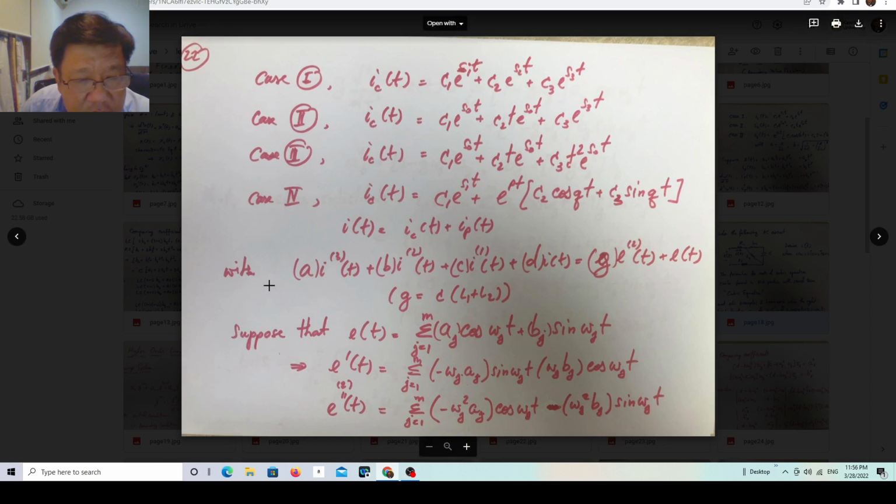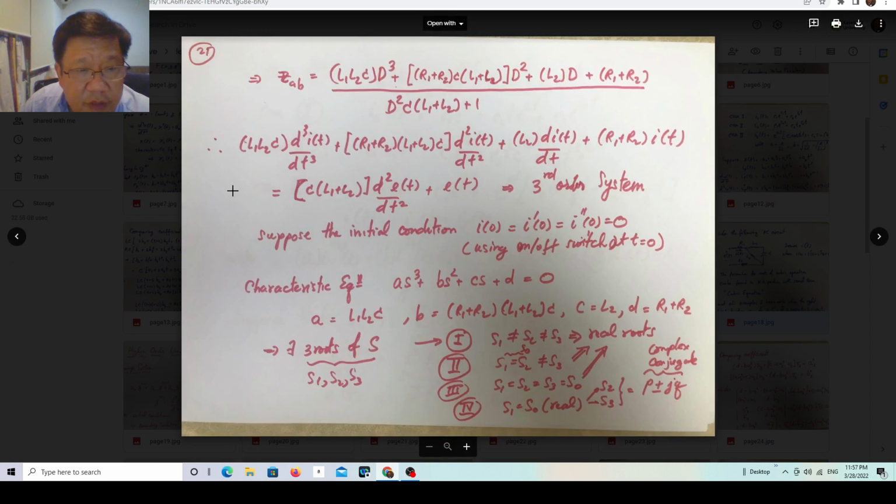We will go back to the original third order differential equation system here. You have A times the third derivative of i with respect to t, plus B times the second derivative of i, plus C times the first derivative of i, plus D times i, equal to G, another parameter, times the second derivative of e, plus the input function e as a function of t itself. And this one is written from the derivation here.